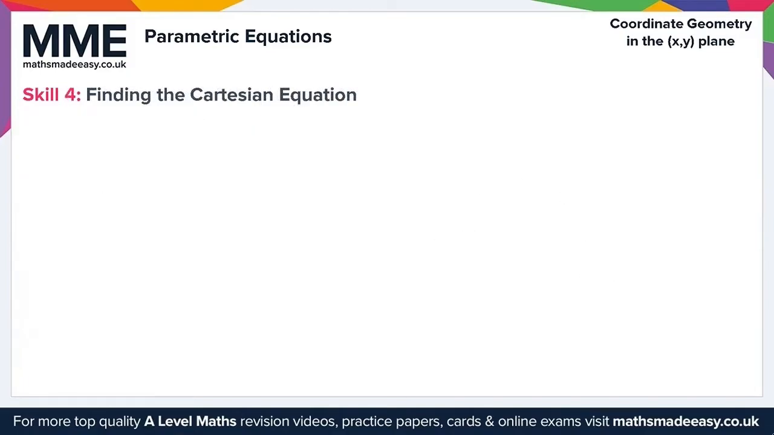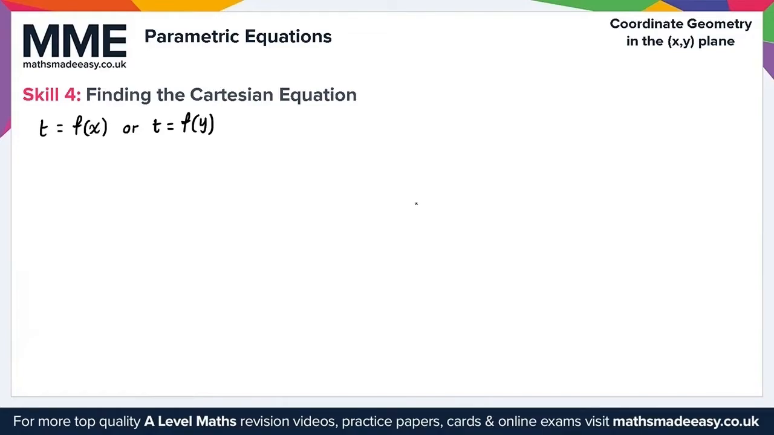Moving on to skill 4 now, which is taking a look at finding the Cartesian equation. So it's possible to get back to the Cartesian equation of a graph from its parametric form. The way to do this is to rearrange the equation of 1 of x or y into the format t equals f of x or t equals f of y. Okay, and then we substitute in this expression for t into the other equation.